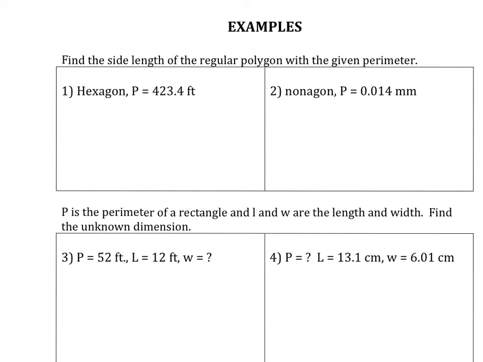So let's get into some examples. We have find the side length of the regular polygon with the given perimeter. So our first one, it's telling us that our regular polygon is a hexagon. So here, a hexagon, we need to know, has 6 sides. So a hexagon has 6 sides.